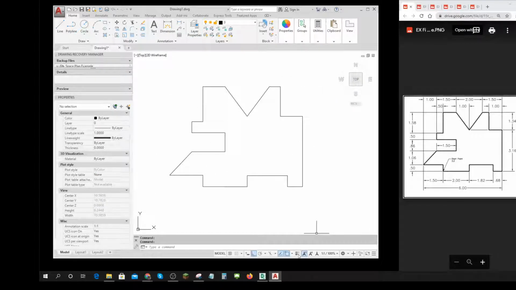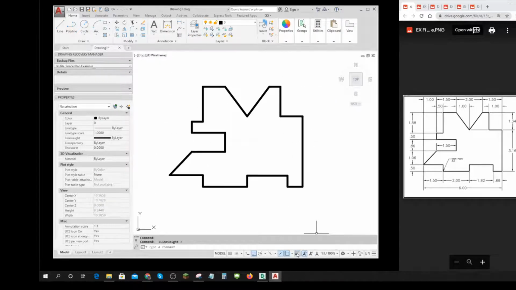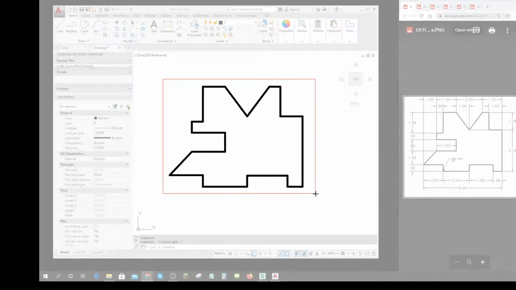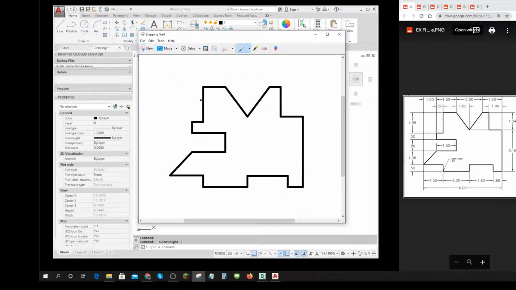So there it is, but I have to turn on the line weight. Oh, that looks pretty good. And I can snip that, copy it and put it in my portfolio on the right page. There we go. That's pretty cool.